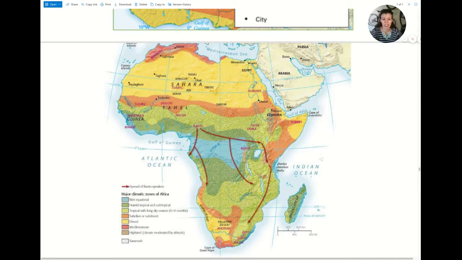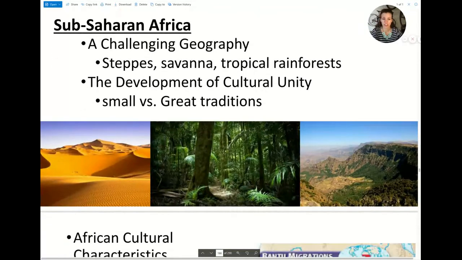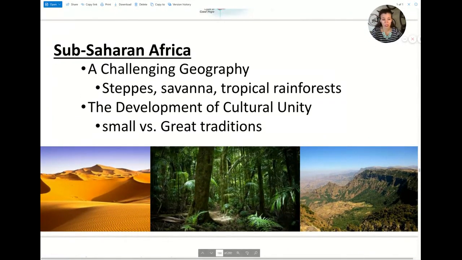And with each different type of territory, you're going to find people who speak different languages, who eat different foods, whose ways of life are drastically different. So you really cannot make overarching statements about Africa unless you are talking about how diverse it is. So let's talk about sub-Saharan Africa a little bit. Sub-Saharan Africa has a really challenging geography to describe. So you have savanna, you have steppes, like high steppes, you have desert, you have tropical rainforest. So what we see is great traditions versus small traditions.